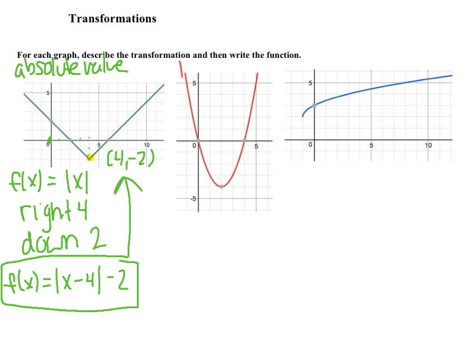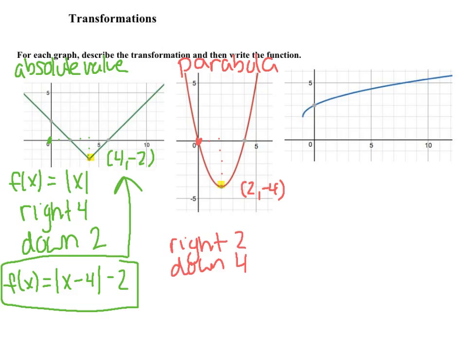The second graph is called a parabola. Again, I want to find the vertex. And the vertex is going to be at 2, -4. So we need to figure out how the vertex moved from the starting point of 0, 0. The first thing it did is it went right 2 and then down 4. So I'm going to go ahead and put right 2, down 4.